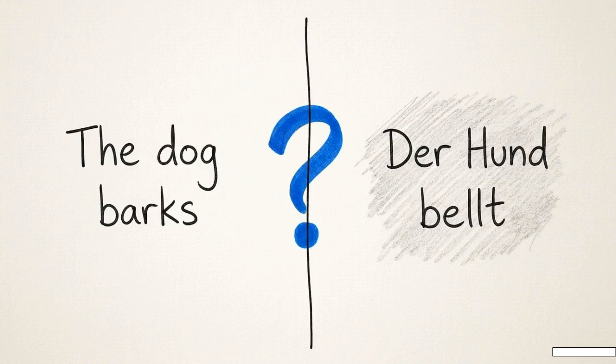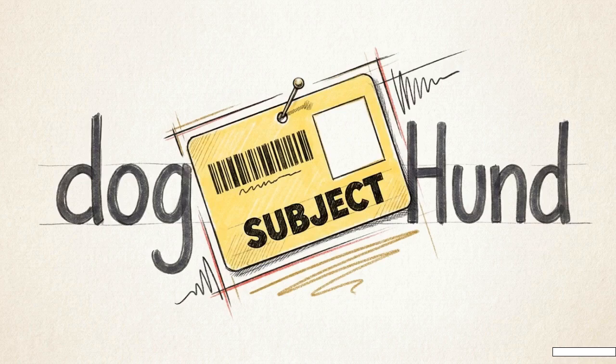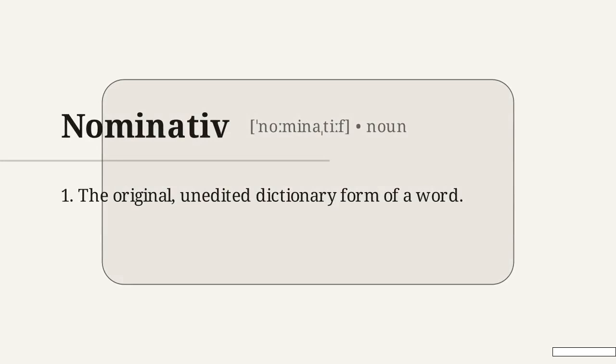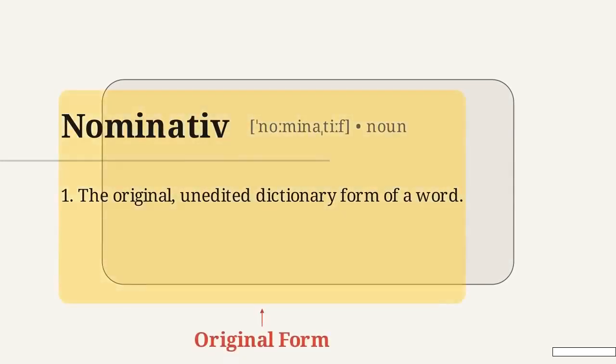Let's start with the most basic question. What exactly is a grammatical case? Think of it as a job title for a noun. It tells us exactly what function that word is performing in a given sentence. The first case you learn in German is the nominative. This is the original, unedited dictionary form of a word.